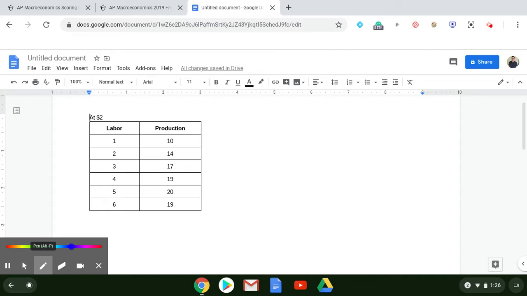So let's look at this here. We have labor, which is them increasing a unit of labor. And then this is the production that each unit of labor gives them, or total production. So we know about marginal product of labor. We can calculate that. I'm actually going to do that real quick.